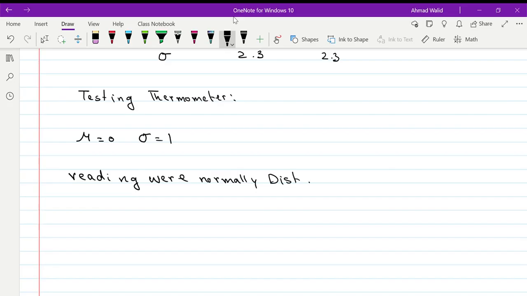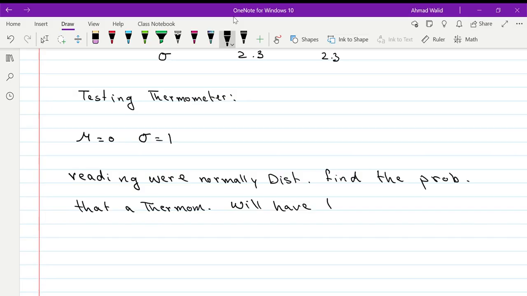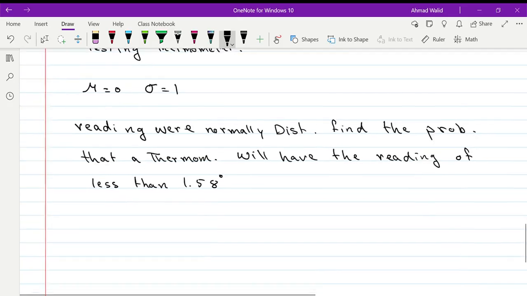Normally distributed. Find the probability that a thermometer will have the reading of less than 1.58 degrees. To do that, you have to follow these steps.